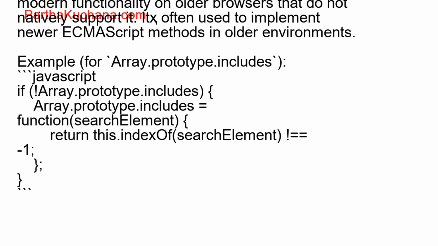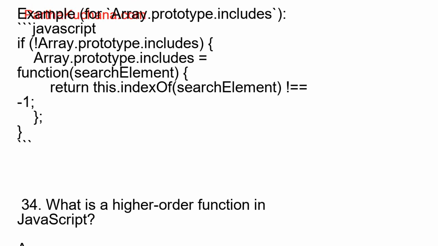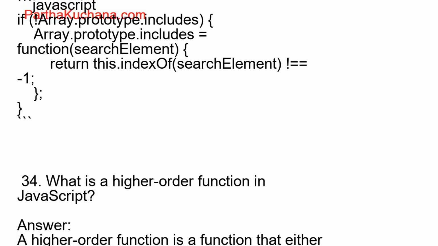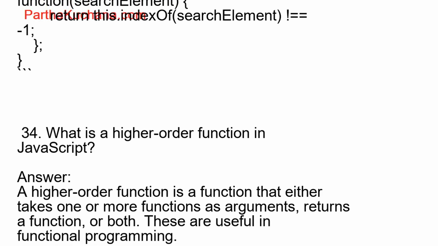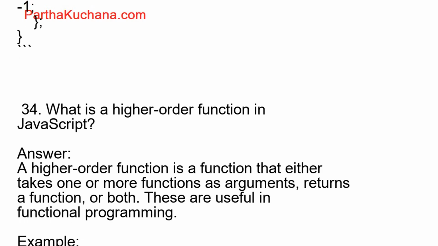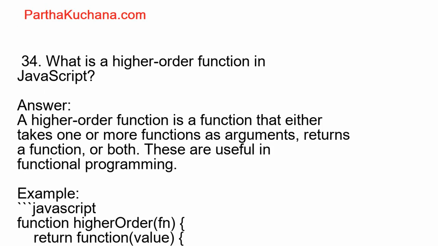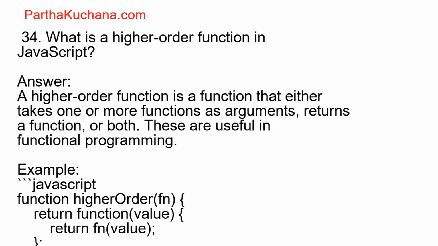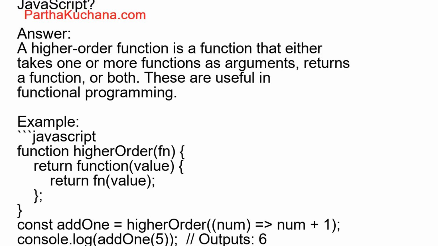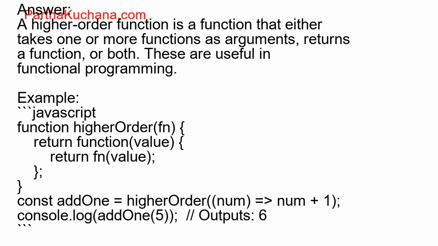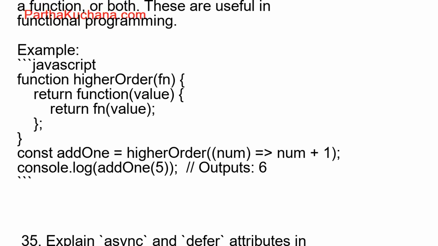36. What is the difference between mutable and immutable objects in JavaScript? Answer. Mutable objects: their state or content can be changed after creation, e.g., arrays, objects. Immutable objects: their state or content cannot be changed after creation, e.g., strings, const declared variables containing primitive values. Example, JavaScript. let arr = [1, 2, 3]; // mutable. arr[0] = 10; const str = 'hello'; // immutable. str[0] = 'h'; // this doesn't change the string.